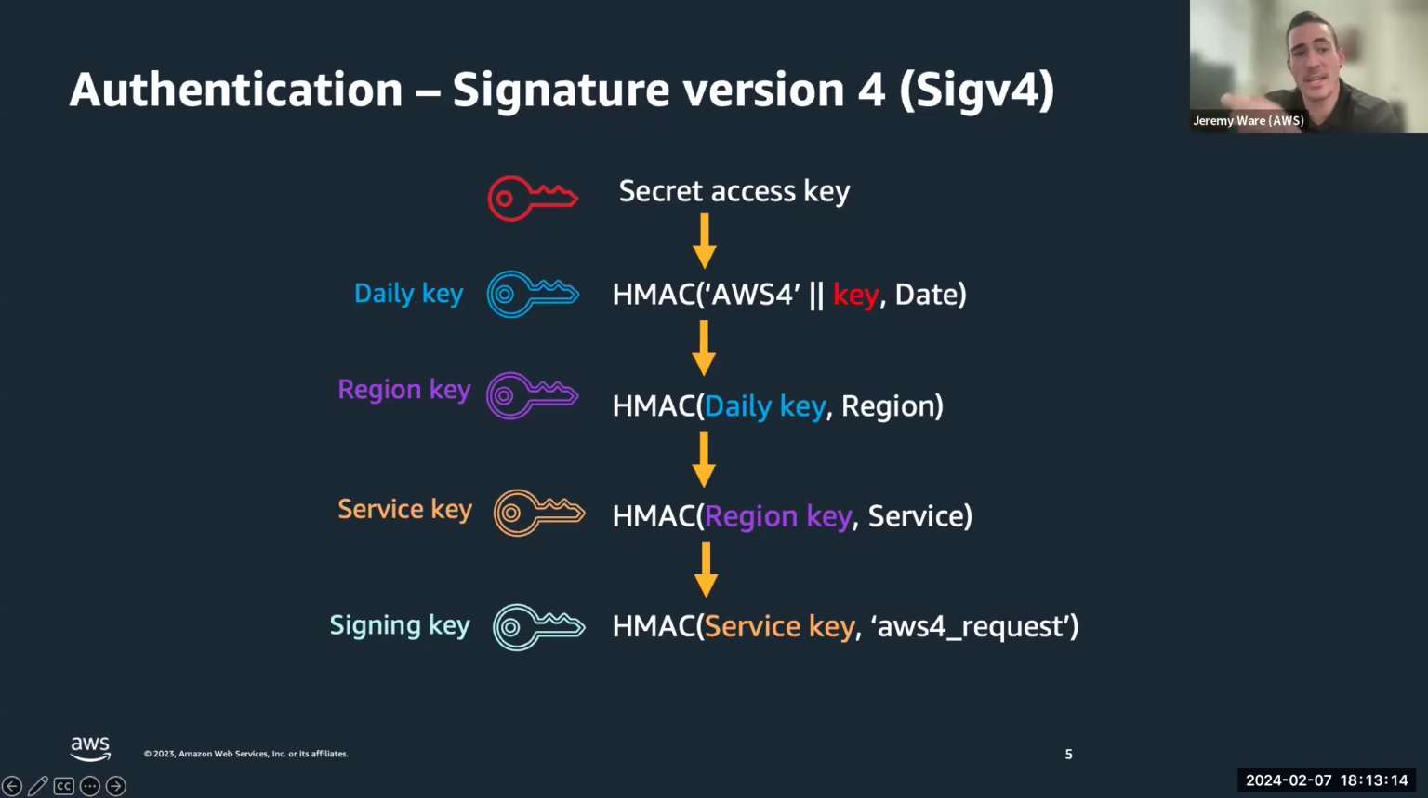So we take the secret key, we set up a daily key, and that's where you would start if you change regions. If you're doing another call within the same region to another service, we start at the regional key, we add the service key and do a hash of that, right? So there is some efficiency built into this process.